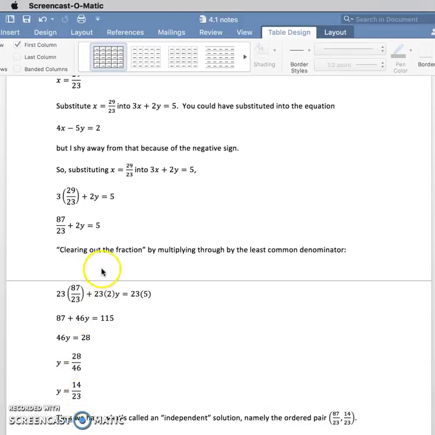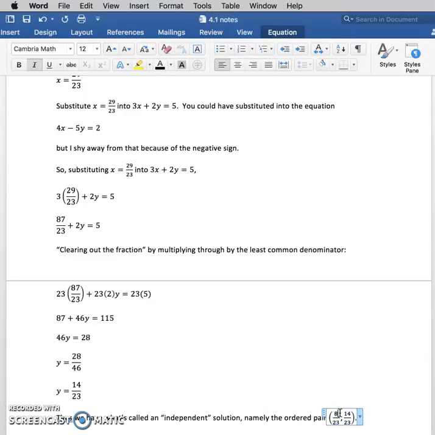So if you remember, our x value was 29/23, which is not this. The y value is 14 over 23. So I've got the wrong x-coordinate, I just realized. So that's 29 over 23. Okay, that is the correct answer.